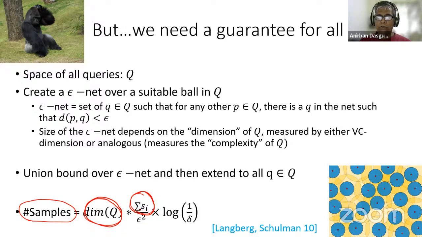The VC dimension of the query space is basically a measure of the complexity of the query space, and the total sensitivity of the points is basically a measure of the function that you are optimizing. It depends on that. Of course, it will also be a function of epsilon, which is your degree of approximation, and delta, which is your confidence.